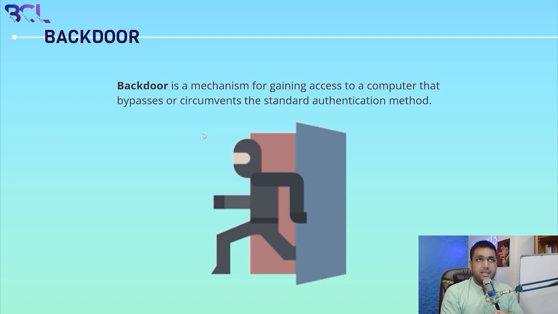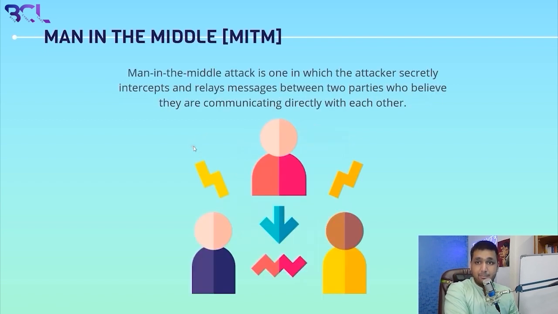I can explain it this way. Let's say username and password are mandatory when you're logging into Facebook. If there is any third way that I have created to authenticate myself into Facebook, that's a backdoor. In a nutshell, you have found another way of bypassing or circumventing the standard authentication protocol. So that's a backdoor. Another very common term is man in the middle.